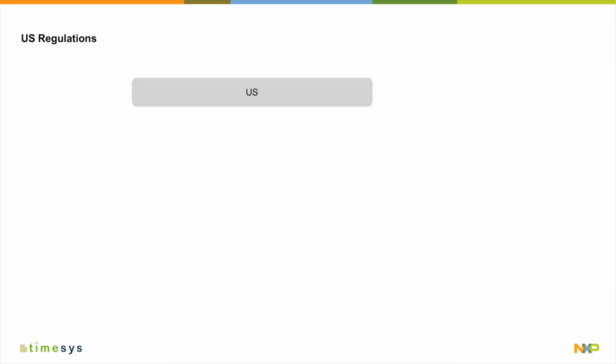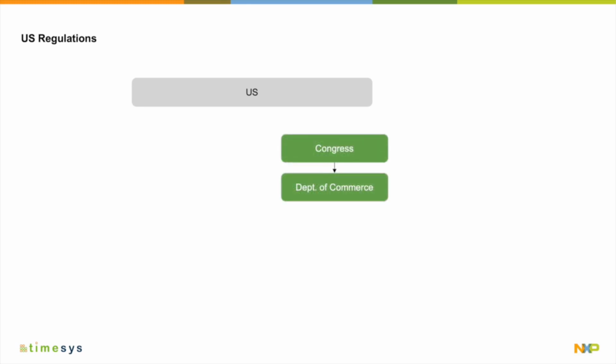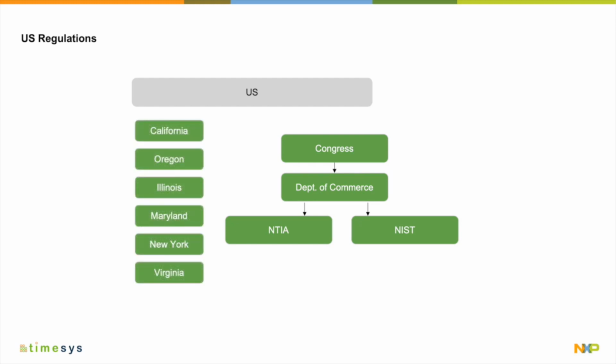When talking about regulations, let's start with the US. The primary organization that provides regulations is Congress, where the acting unit is the Department of Commerce, under which we have different organizations, including the National Telecommunications and Information Administration, and the second one is the National Institute of Standards and Technology. The latter one is the laboratory and non-regulatory agency of the Department of Commerce. We also have local governments or state level governments that also put different bills and regulations in place that nowadays take into consideration security, cybersecurity.